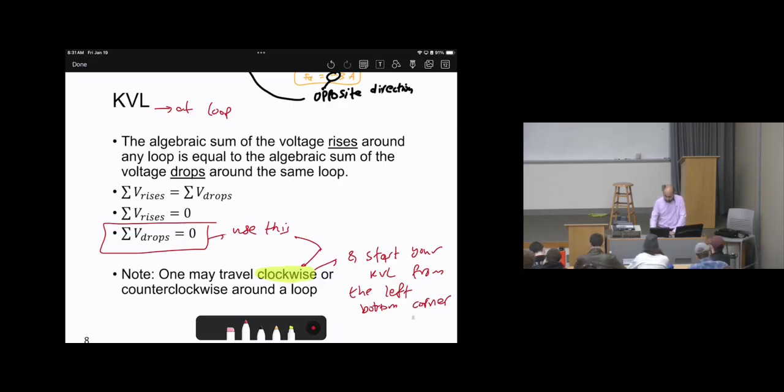So we will make our KVL. To standardize this, go around the loop, travel clockwise, start from the left bottom corner. Now we will assume all of the voltages, all of the voltage directions, and all of the current directions are given. Later, we will learn how to determine the current directions or voltage polarities, maybe in this lecture or the next.